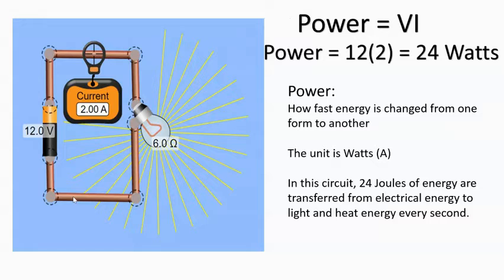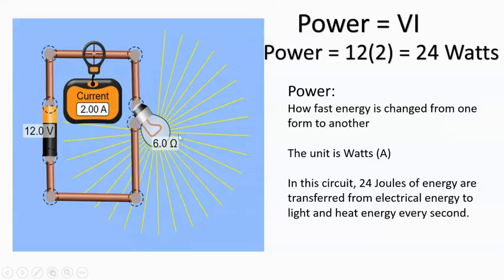Power. Power is how fast energy is changed from one form to another. The unit for power is watts. And so in this circuit, there would be 24 watts, because you find power by multiplying the voltage times current. So there's a 12-volt battery, the current coming out of it is 2 amps, so 12 times 2 is 24.